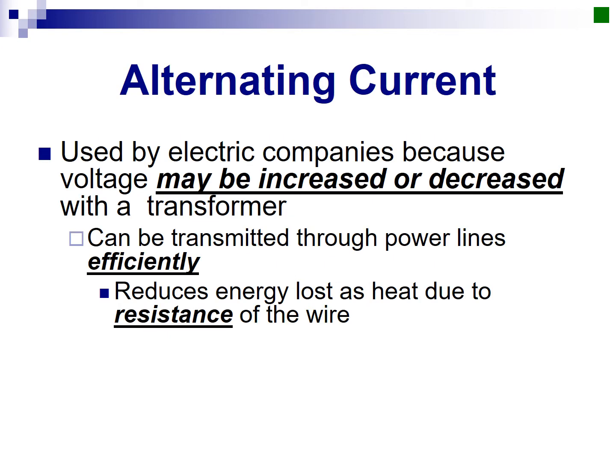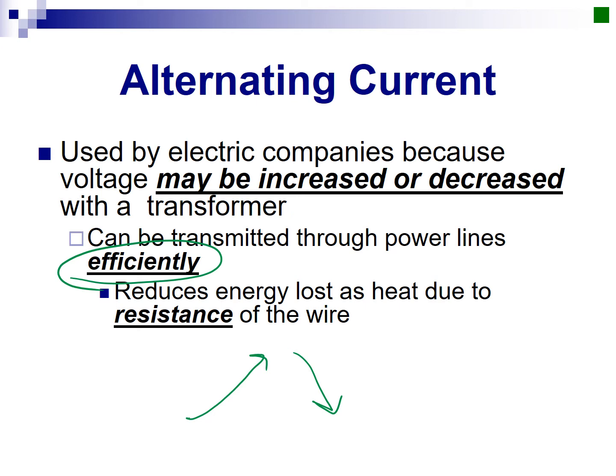All right, so why do we use alternating current? Well, it's used by the electric companies because you can increase the voltage and decrease the voltage throughout the entire process. What does that help you? It helps you become more efficient, and it also helps reduce the resistance along long distances.